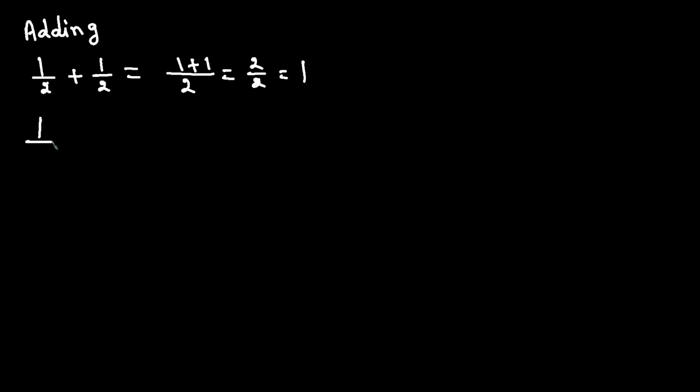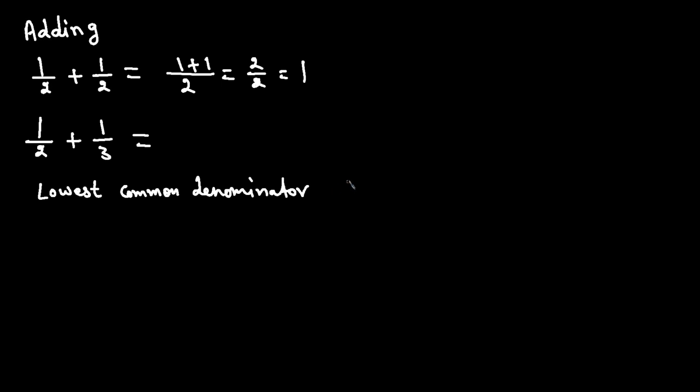But in the case where, let's say, I got 1/2 and then I got 1/3, both fractions have different denominators. So in this case, we need to find the lowest common denominator. There is another way to do it too, but I'm going to show you this one first. How can you find it? Let's write down the multiples of 2, which is going to be 2, 4, 6, 8, and so on. Then we got 3.